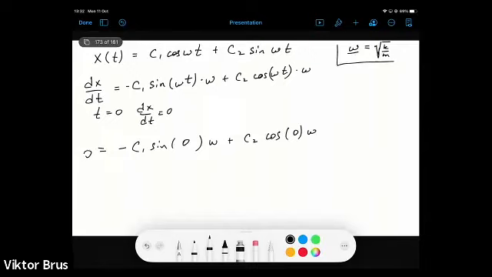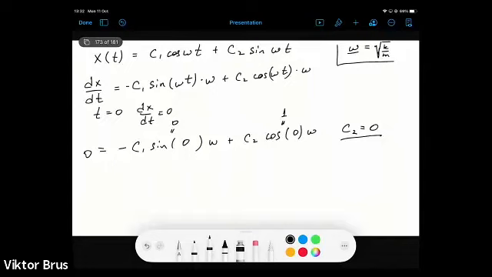Okay, now we have this situation. Here sine 0 is equal to 0, cosine 0 is equal to unity. Since omega is not equal to 0, because we need to have some frequency of oscillation of this harmonic motion, then there is only one option to get 0. C2 should be equal to 0. So now we have the second constant defined.